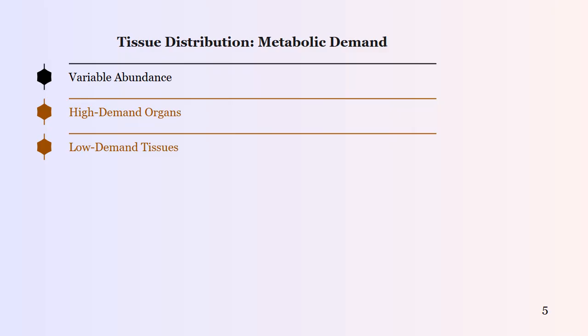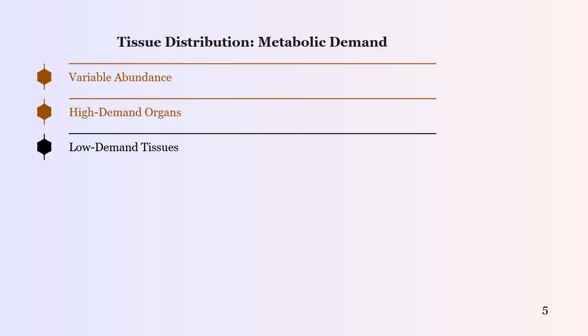5. Tissue distribution. Metabolic demand. Variable abundance. The number of mitochondria per cell varies dramatically depending on the metabolic and energy demands of the specific tissue. High-demand organs. Organs with relentless metabolic workloads contain cells with thousands of mitochondria to sustain continuous operations.